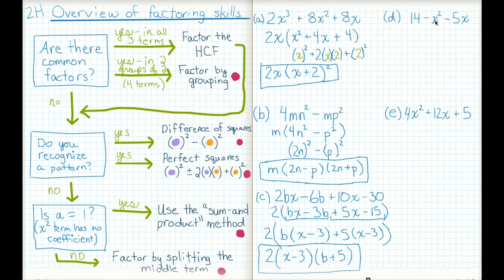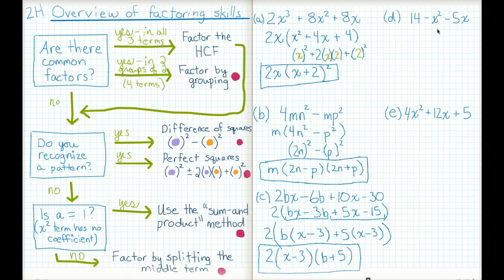And either this is just a variable or this is just a number, so there are no common factors. Follow this line through. Do I recognize a pattern? Certainly not a difference of squares, and there aren't any things here that are perfect squares in the numbers. 14 is not a perfect square, 5 is not a perfect square, so I don't see any patterns there either. So I keep following my chart through and say, is a equal to 1 or negative 1?